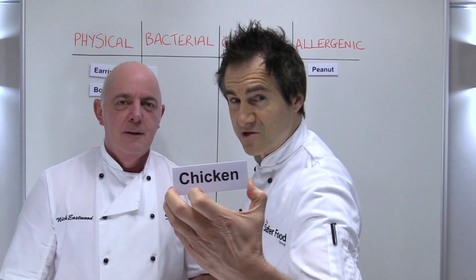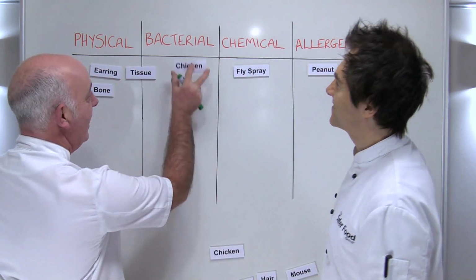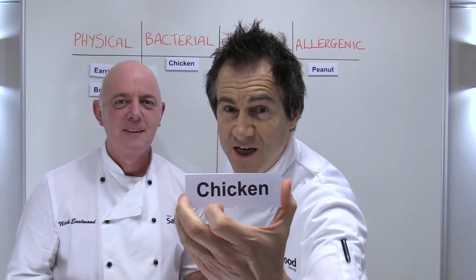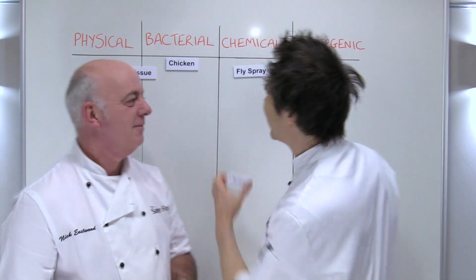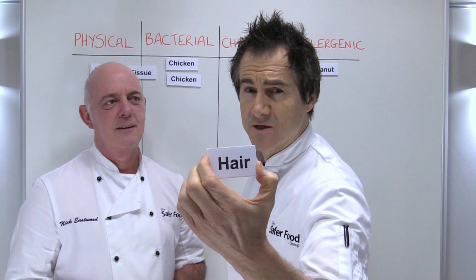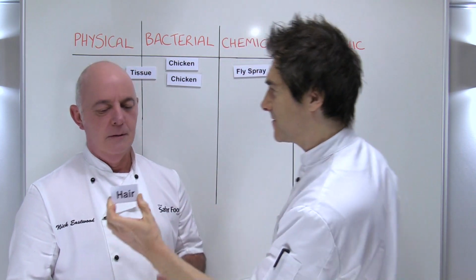We're going to use one of our favourites now, chicken. Can't beat a good bit of chicken, can you? Where would chicken be? Obviously, I'm going straight there. Bacterial. Number one. And if you've got some chicken, where would the chicken be? Yes, it would. Just to test you. Right, now then, you may have a bit of this, you may have a lot of it, but if it drops in or on the food, what hazard is hair?